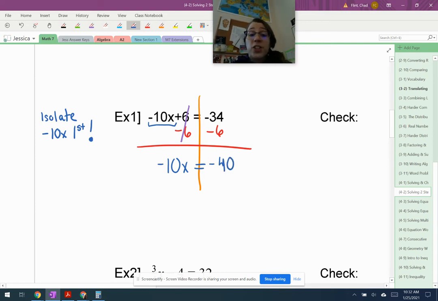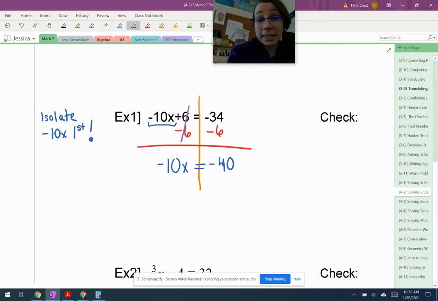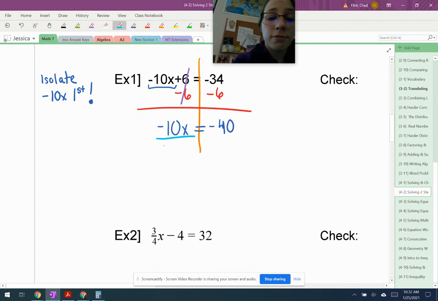So now, after that first step, you're back to just a one-step equation to kind of finish it off there. So what's preventing the x from being by itself now? That negative 10. What operation's going on between the negative 10 and the x? Multiplication. The opposite of that is division. So I'm going to divide both sides by negative 10.